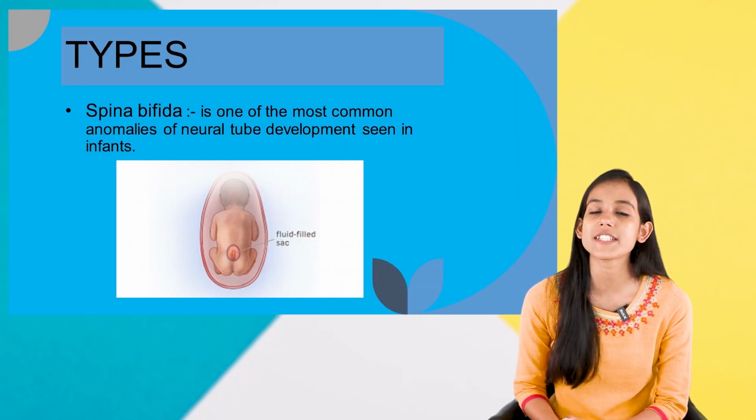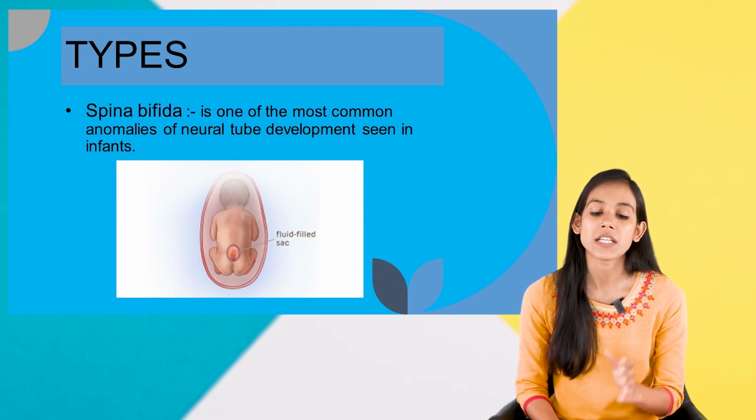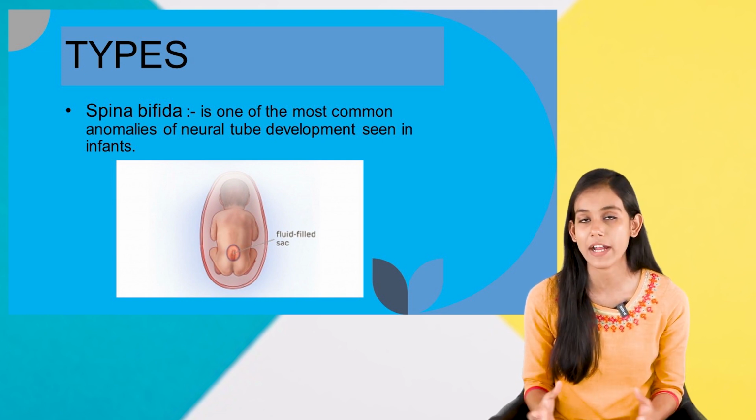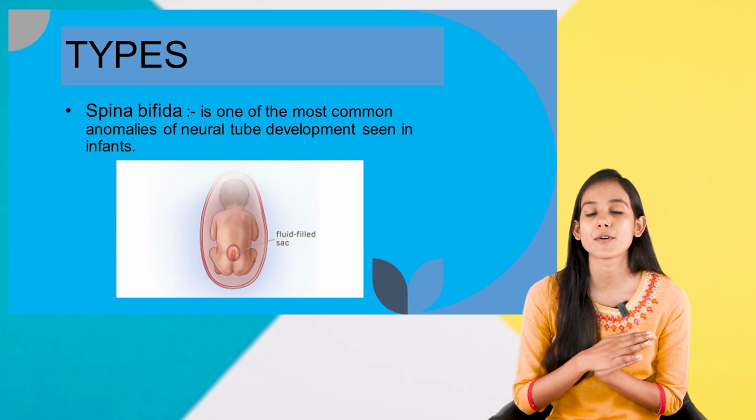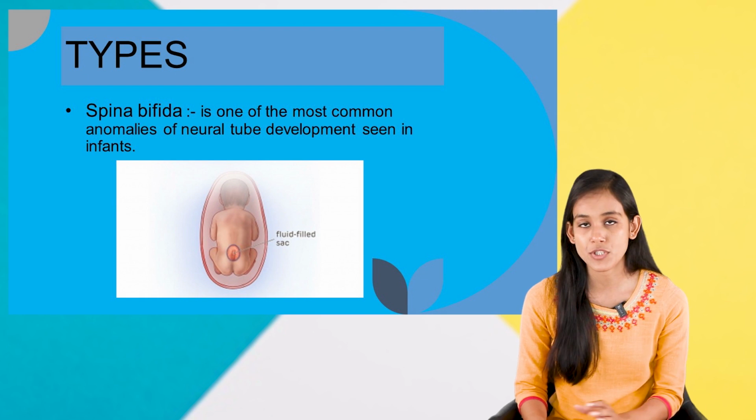So next, moving on to the types of neural tube defects. The first one is spina bifida. This is the most common anomaly of neural tube development seen in infants. So we can say that among all the types of neural tube defects, spina bifida is the most common one.